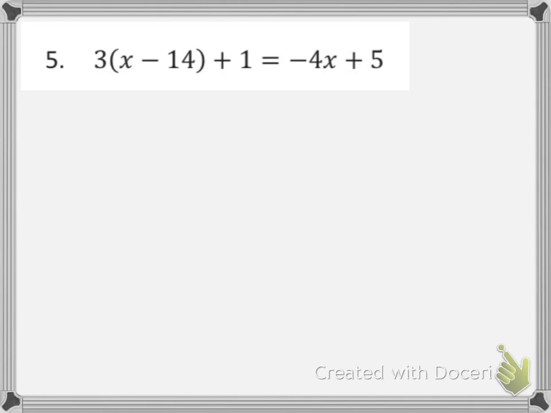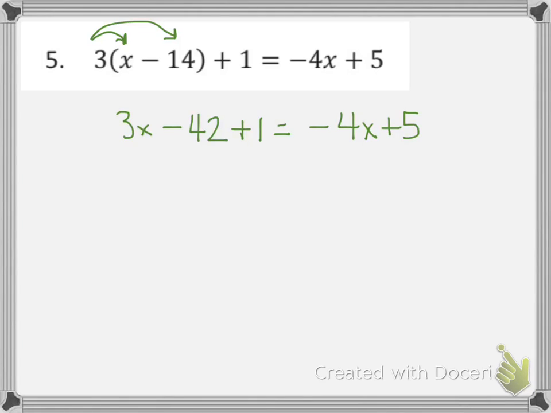Number 5. Distributive property, 3 times x, that's 3x. 3 times a negative 14 is a negative 42 plus 1. And that's equal to a negative 4x plus 5.